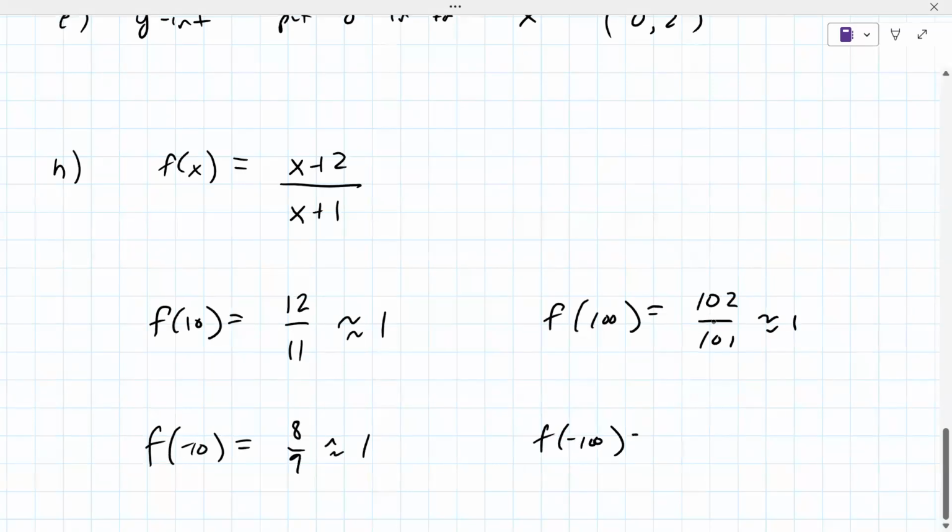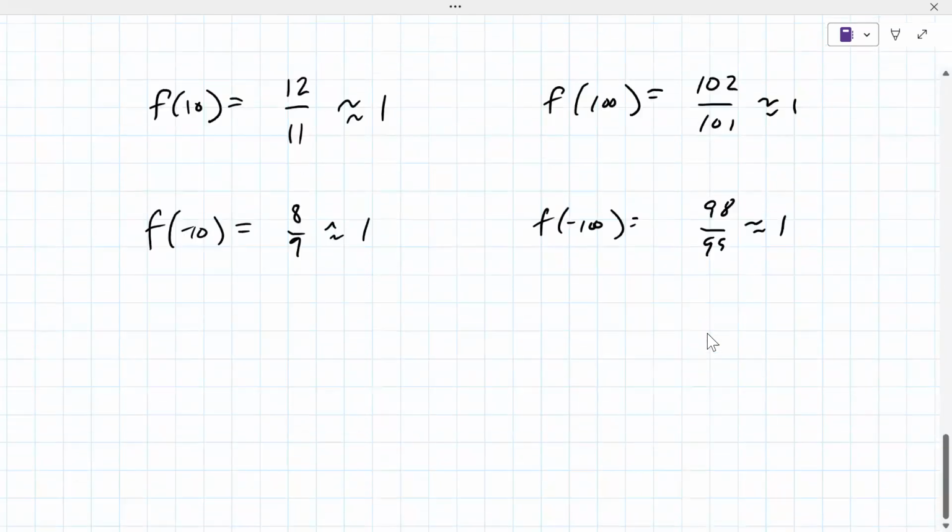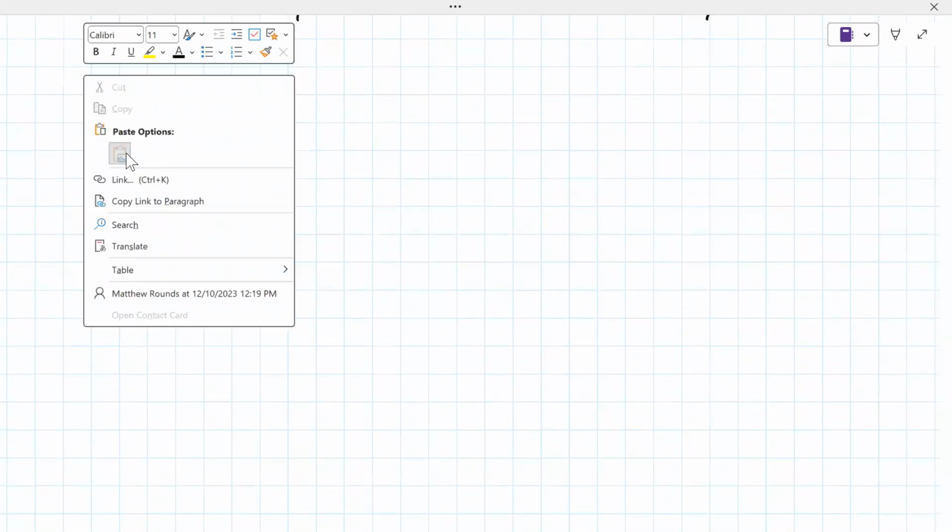How about f of -100? Let's see. 98 over 99. Try again. Did I say that wrong? Oh no, I'm sorry. I was looking at the wrong thing. You got it. I am wrong. All right, excellent. Okay, so now we're going to actually answer your question about how to graph this thing.